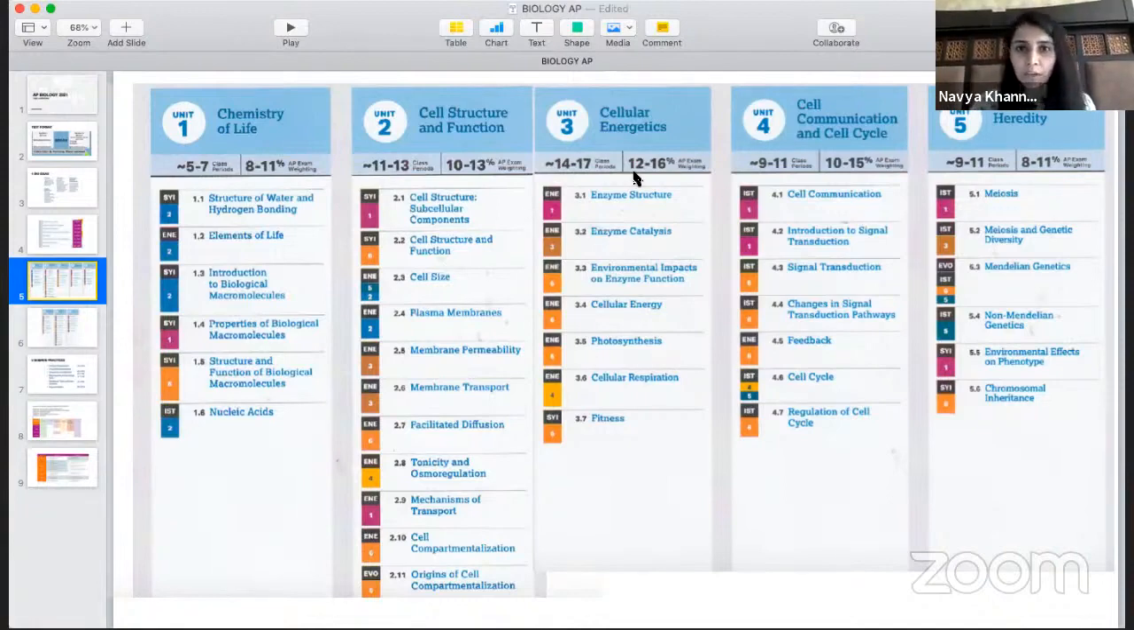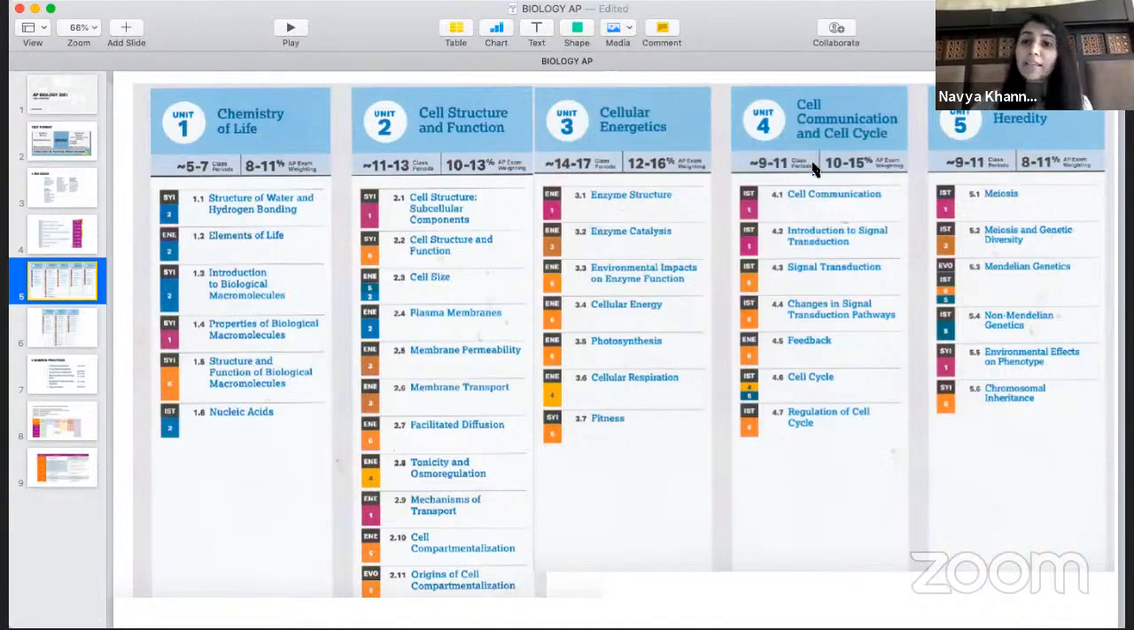Unit 3, cellular energetics. Here we get into enzymes. Also a very important topic here is photosynthesis and cellular respiration, right? So anaerobic, aerobic respiration, all of that comes under cellular energetics, right? How does the cell kind of communicate and respire? All of that is here.